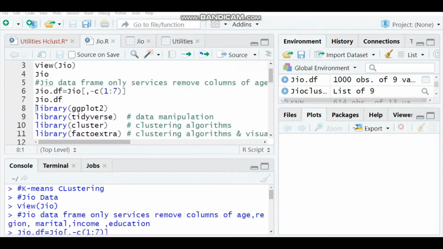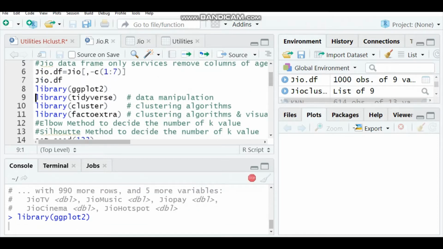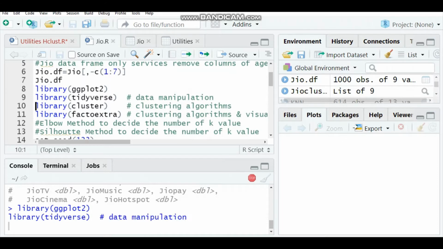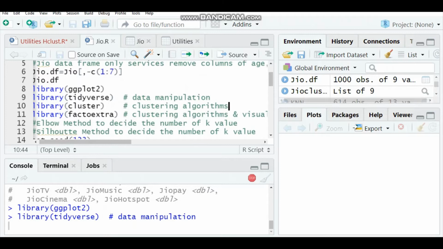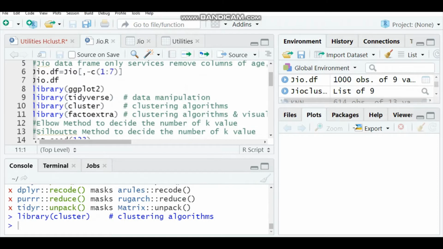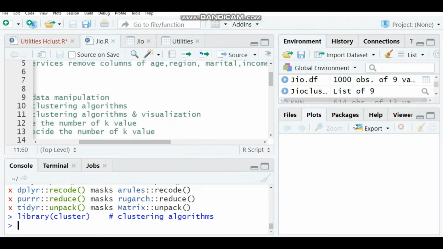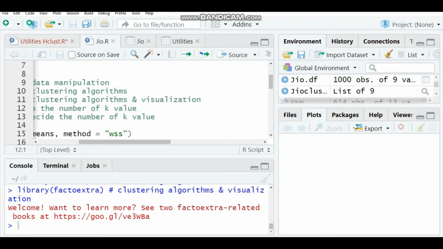Now coming to the different packages which are used for k-means, I'm opening 4 packages. One is ggplot, which I'm running here, and the second one is tidyverse, which is used for data manipulation, and the third package is called cluster, and the fourth package is factoextra, which is used for k-means clustering visualization. I am also opening that package as well.